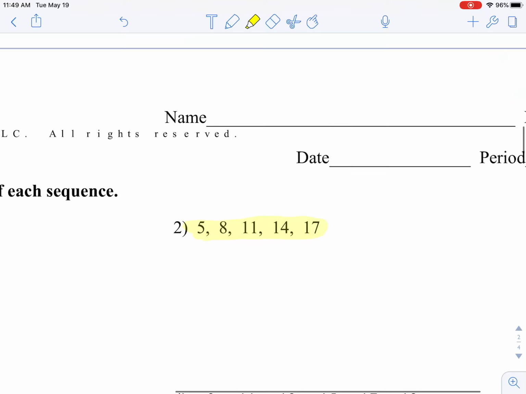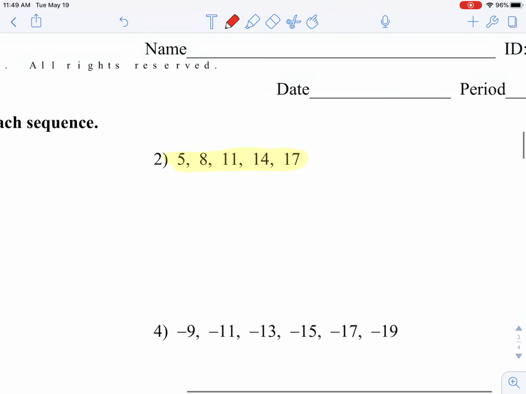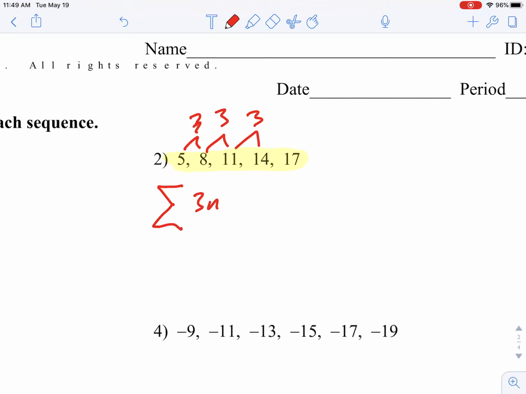Something like this, we could also create a sigma notation. It'd be a little complicated, but do you see here that these go up by 3? The common difference is 3 every time. So this is going to be 3n. The first number is 5, so I'd have to add a 2 to that. And n would go from 1 to 5, so 1, 2, 3, 4, 5 numbers.